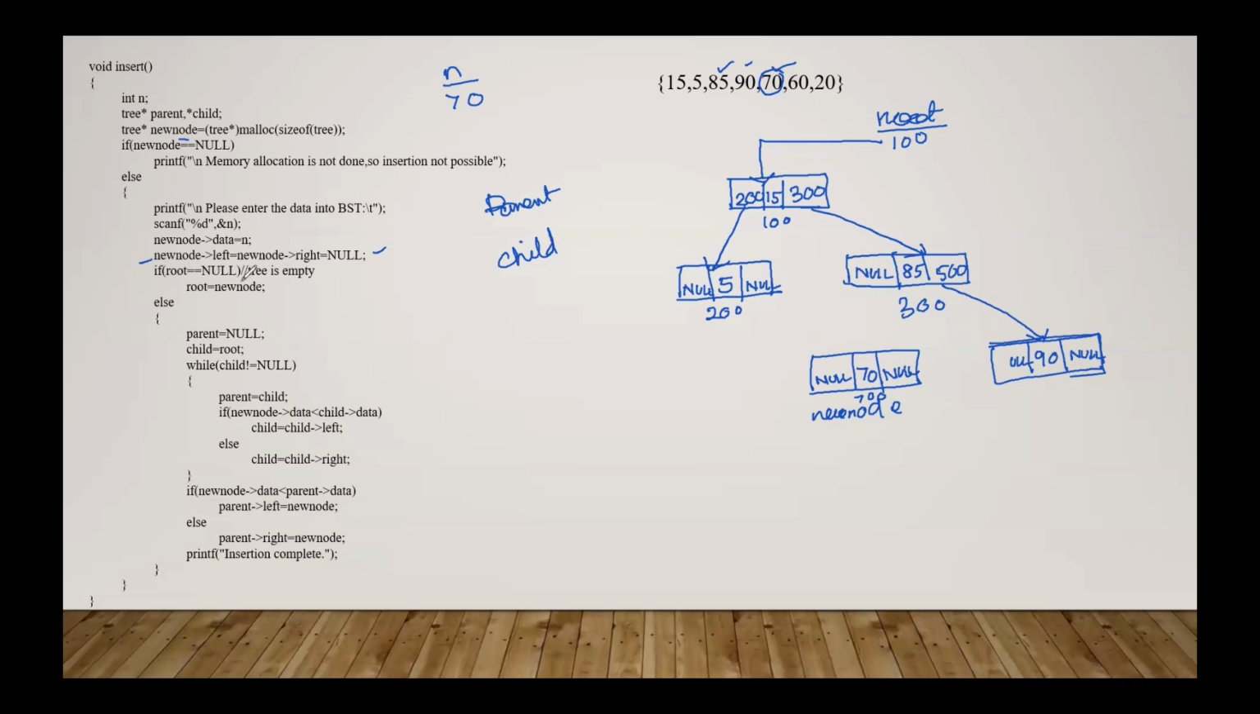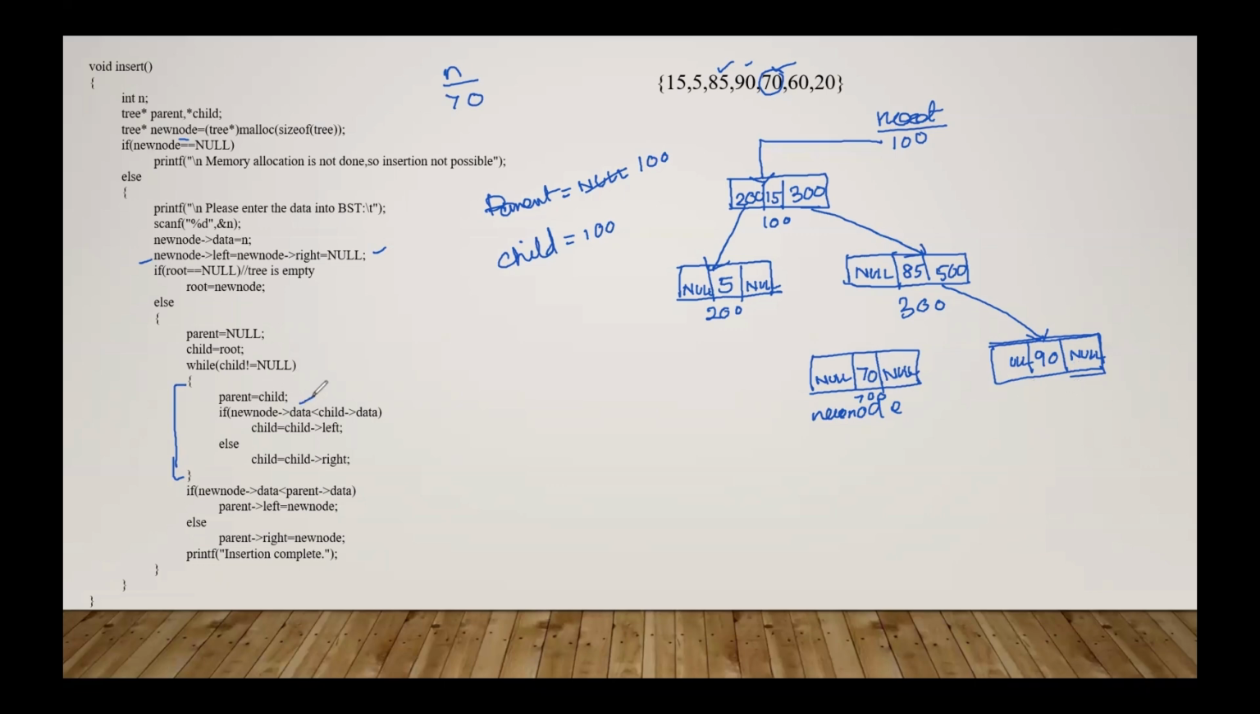Then if root equal to null, no. Root is 100. Else parent equal to null. So now we store parent equal to null, and child equal to root. What is the root value? 100. Why are we making this? Because we want to know the proper location of the newly created node. While child is not equal to null. Right now, what is child? 100. So the while condition is true. If the condition is true, then what happened? Parent we have to make as child. Then new node data. What is the new node?